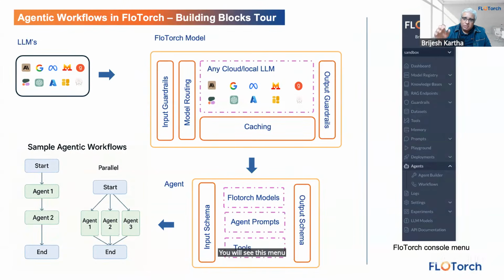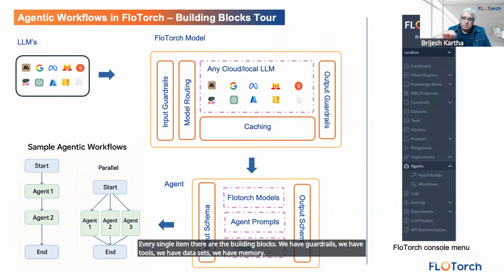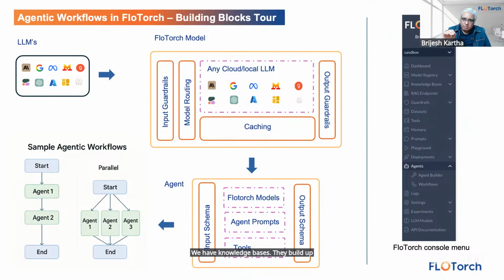And if you look at the menu, every single item there is a building block. We have guardrails, we have tools, we have data sets, we have memory, we have knowledge bases. They build up models. The models build up agents. Agents then have workflows, right? So that is basically what FloTorch is.